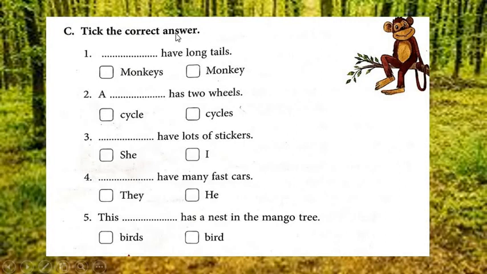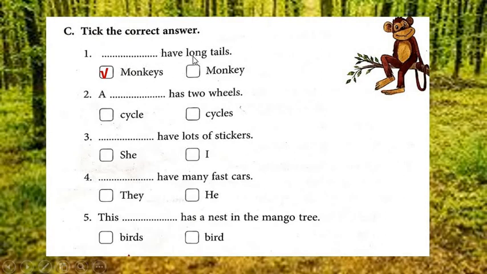So, now see, tick the correct answer. Number 1. There is a blank. Have long tails. So, it is have, no? So, monkeys or monkey. Have is used for more than one animal. So, monkeys. So, where we have to take? Very good. We will take monkeys. Monkeys have long tails. So, monkeys, more than one animal.